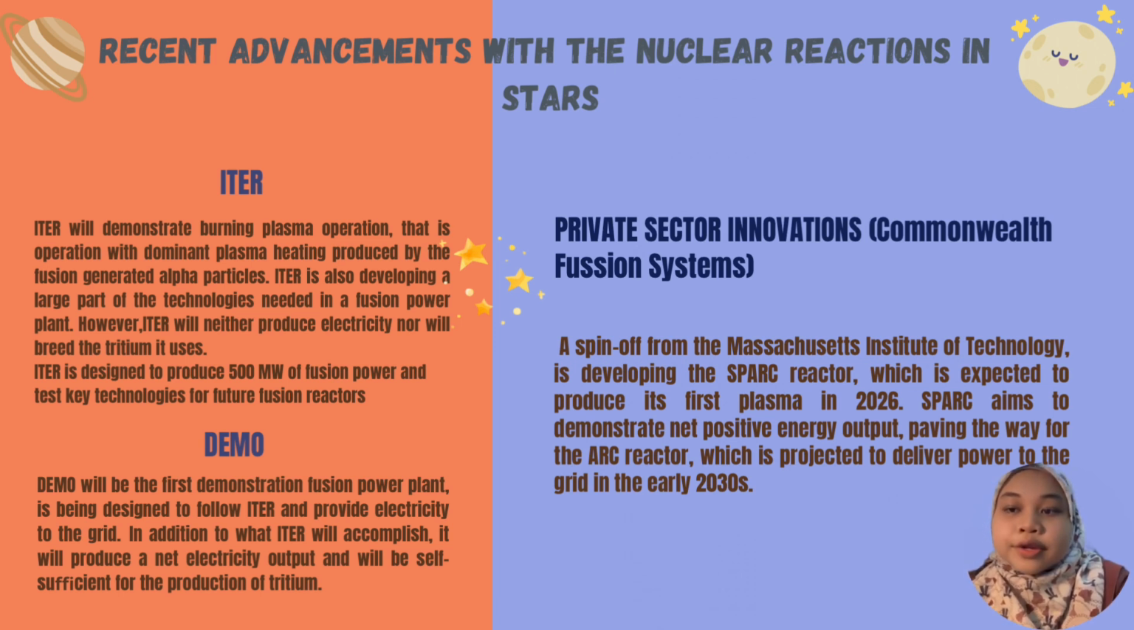Okay, next, recent investment with the nuclear reaction in stars. ITER will demonstrate burning plasma operation. This is operation with dominant plasma heating produced by the fusion-generated alpha particles. ITER is also developing a large part of the technologies needed in a fusion power plant. However, ITER will neither produce electricity nor breed the tritium it uses. ITER is designed to produce 500 megawatts of fusion power and test key technologies for future fusion reactors.